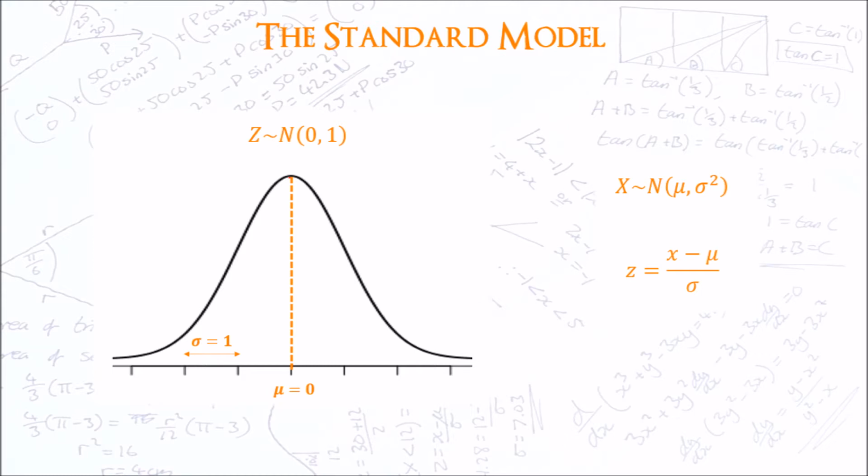We do this with the equation Z is equal to x minus mu over sigma. This effectively is just a transformation, turning a normal curve into the standard model. And in the examination we would have to write this down. Let's see an example of this.